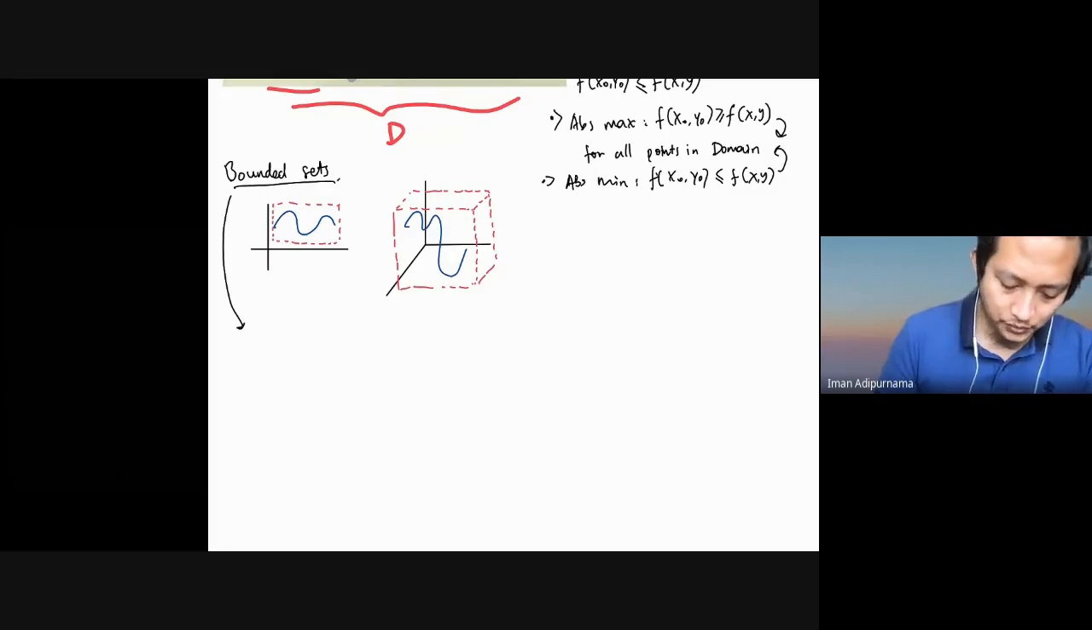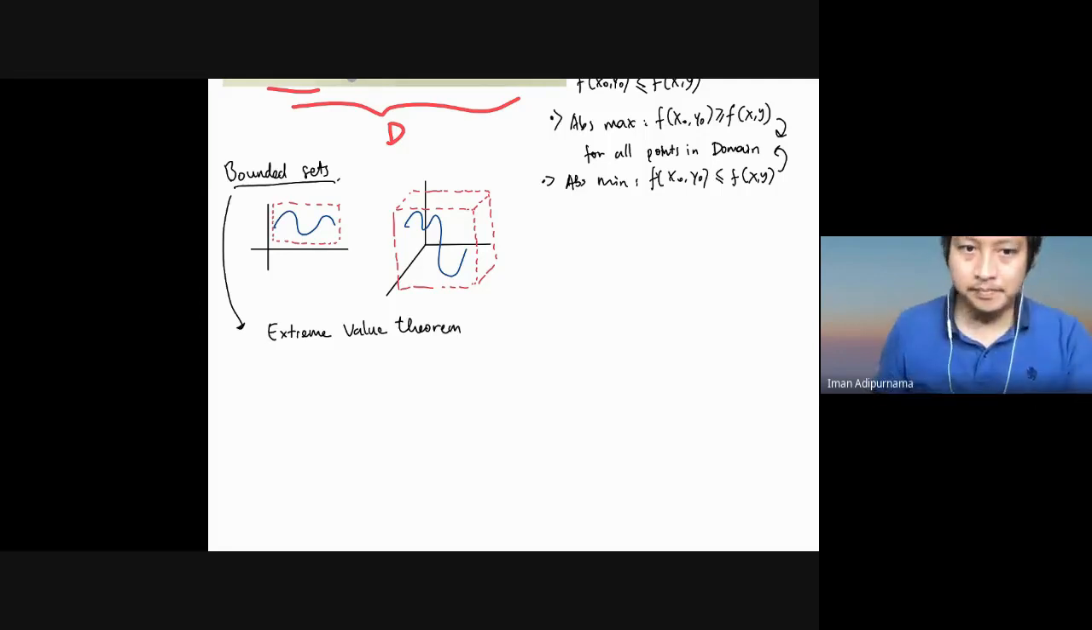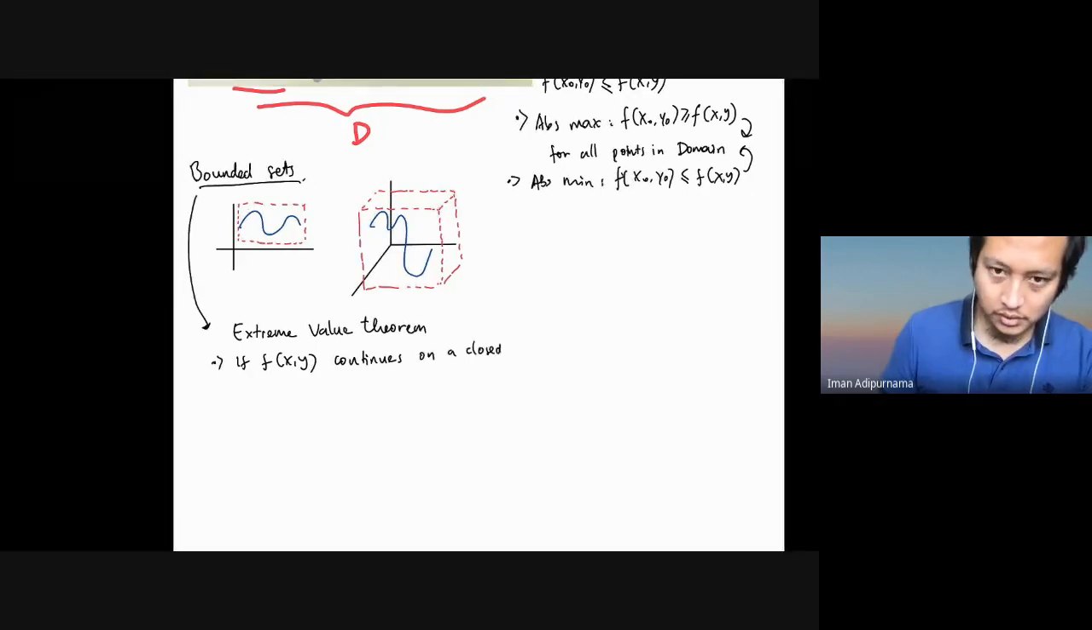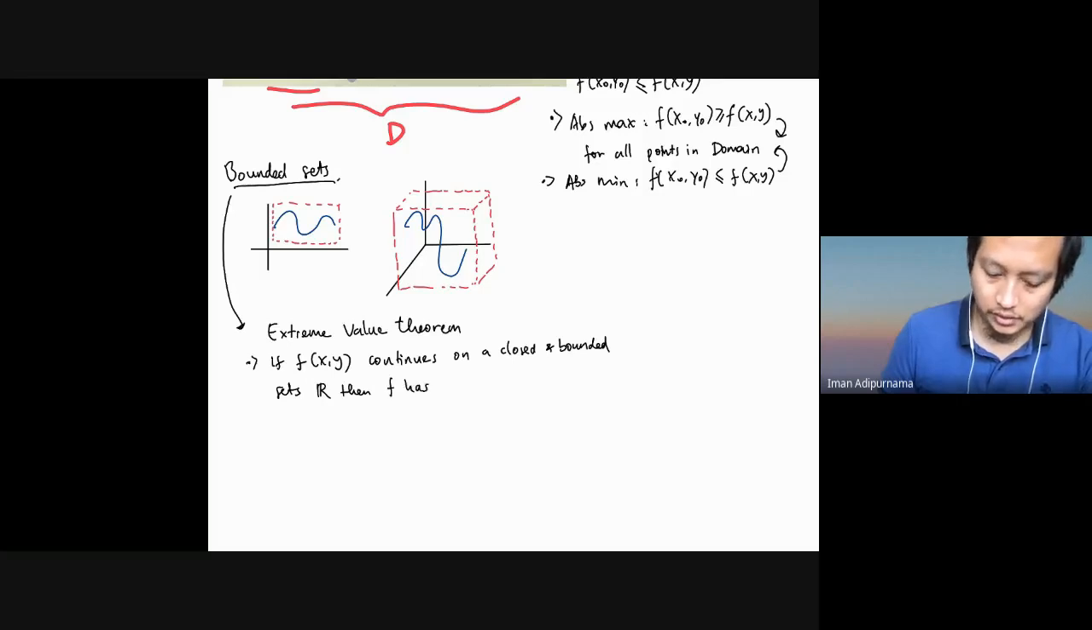For example, in the extreme value theorem, if the function is continuous on a closed and bounded set, so it's restricted to a certain box, a bounded set in real numbers, then the function has both an absolute max and an absolute min.